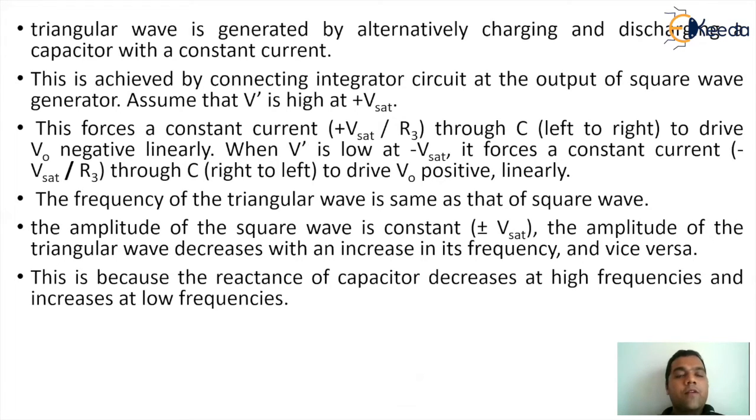The small calculation will be with respect to an understanding that the amplitude of the square wave will be varying between plus minus Vsat, and the amplitude of the triangular wave will also decrease. It has to decrease, it will be less than the value of the square wave logic, and with respect to increase in frequency, the output of the triangular waveform will also decrease, and vice versa. And this is all because of the reactance of the capacitor that is varying with respect to changes in the frequency.